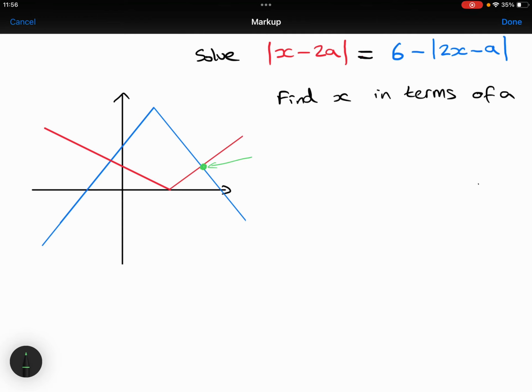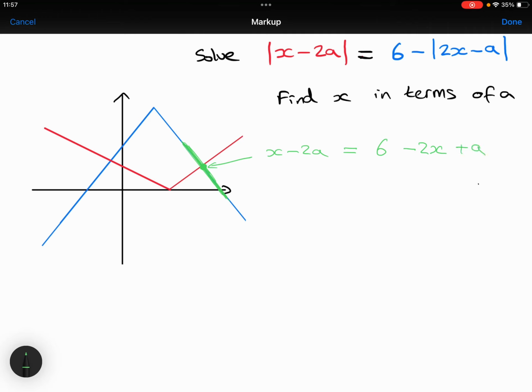The red graph there has a positive gradient, so I need it to be a positive x, and the minus 2a will stay as it is. The blue part of the graph should have a negative gradient, so I need it to be a minus 2x. I can see the gradient of the blue graph is negative at this point, so minus 2x. So I've got the 6 at the front. I'm changing that 2x to be a minus 2x, which means I'm changing that minus a to be a positive a.